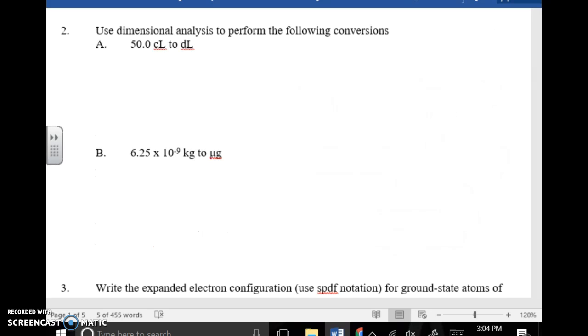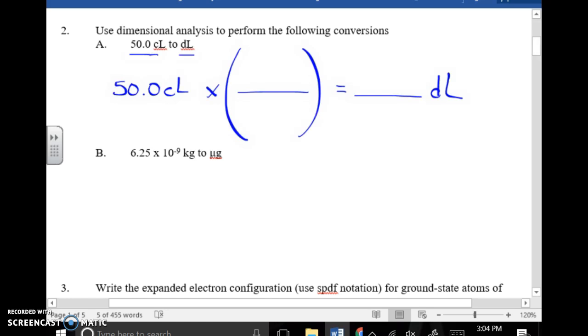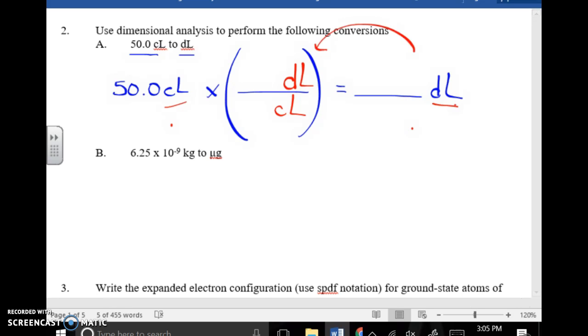2A and B, you are using dimensional analysis to convert, using a conversion factor, in other words. So I'm coming from this and I'm going to this. I first set it up like this. Notice I've created a space for my conversion factor. I know clearly what I'm coming from and what I'm going to. What would my conversion factor look like? First of all, what I'm going to goes on top, and what I'm coming from goes downstairs.